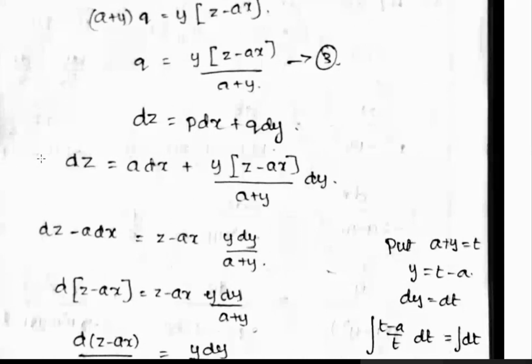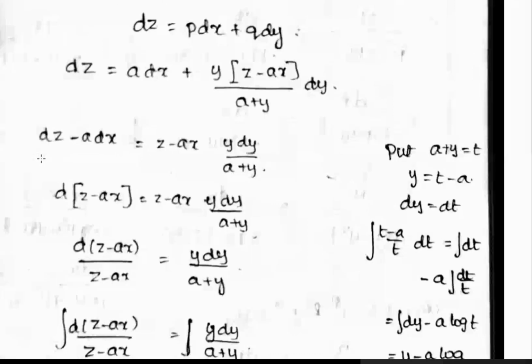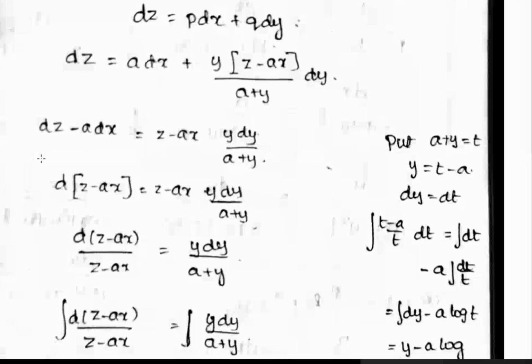So substitute t in place of a plus y, and integrate by the substitution method. So y equal to t minus a. So dy equal to dt. So t minus a divided by t into dt. You get the first term t dt by t, which is dt, next minus a into dt by t. So dt by t gives log t. While integrating, integral dt is the same as integral dy, so substitute that, and then minus a log t.